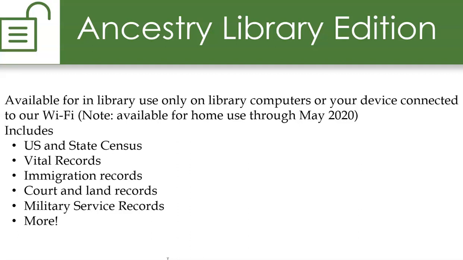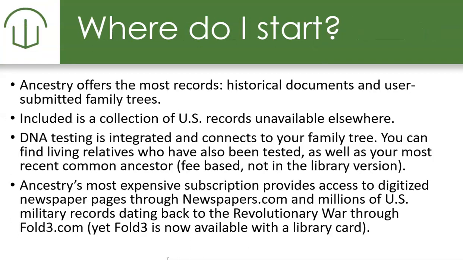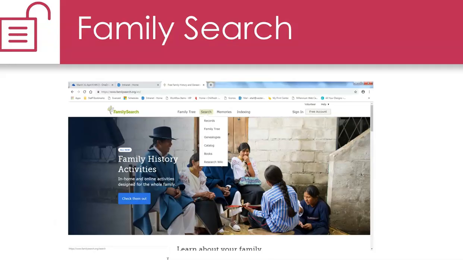The Ancestry Library Edition includes U.S. and state census records, vital records, immigration records, and more. It offers the most records, historical documents, and user-submitted family trees. There are records from the U.S. that are available elsewhere. There are also some worldwide records, connections to other databases.